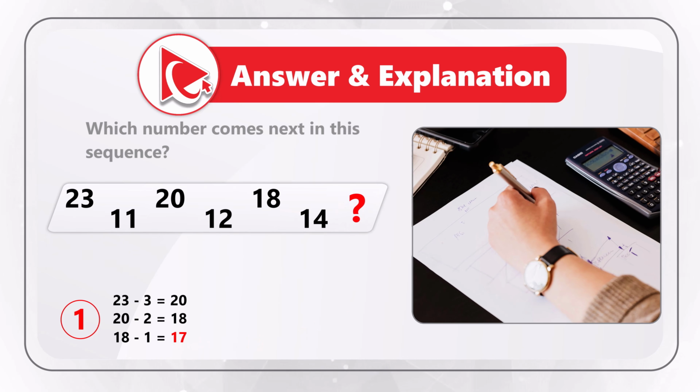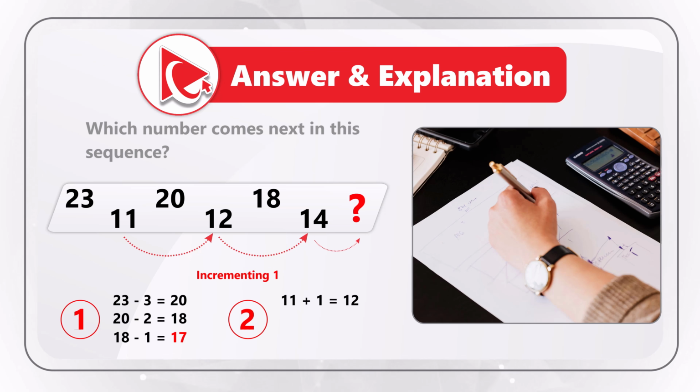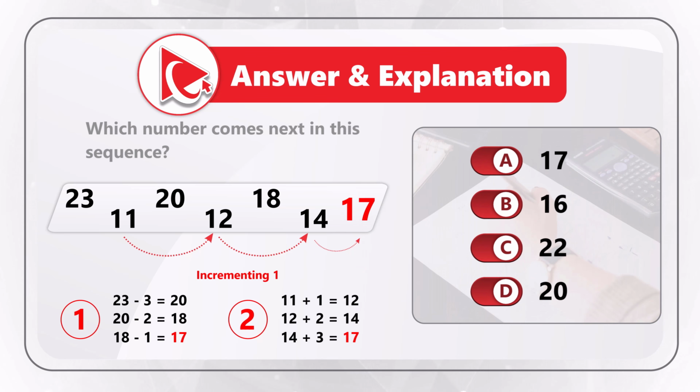The even numbers, 11, 12, 14, and then the missing number, are calculated using a different pattern. In fact, the opposite pattern, where instead of decrement, we use increment. Let's look at the examples. 11 plus 1 equals 12. Then we increase 1 by an additional number, and we increment 12 by 2, which leads us to a result of 14. Then the next number, the missing number, is calculated as 14 plus 3, which would be equal to 17. So the correct answer here is choice A, 17.